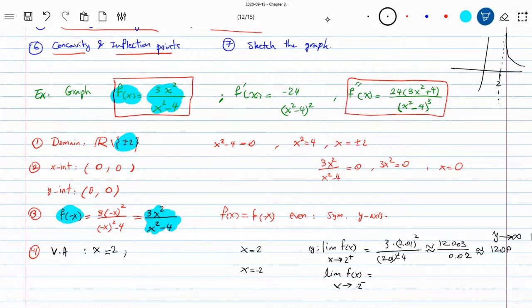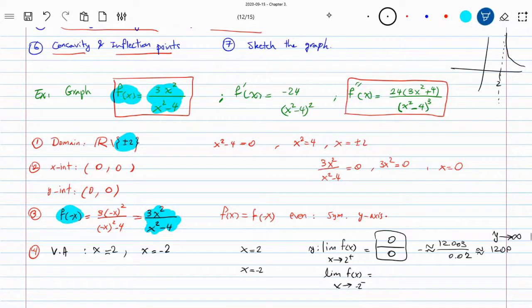Similarly, if you check -2 from the left side, you will again have positive infinity as the limit. So in this case, x equals +2 and -2 are vertical asymptotes. A good hint to see if you have a vertical asymptote is to replace the number into the function in the limit sense. If you get a constant like 12 divided by 0, that's a vertical asymptote.